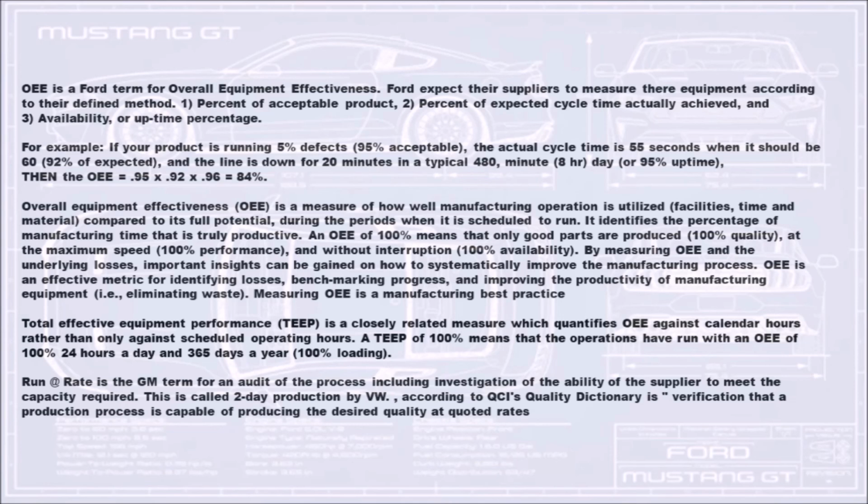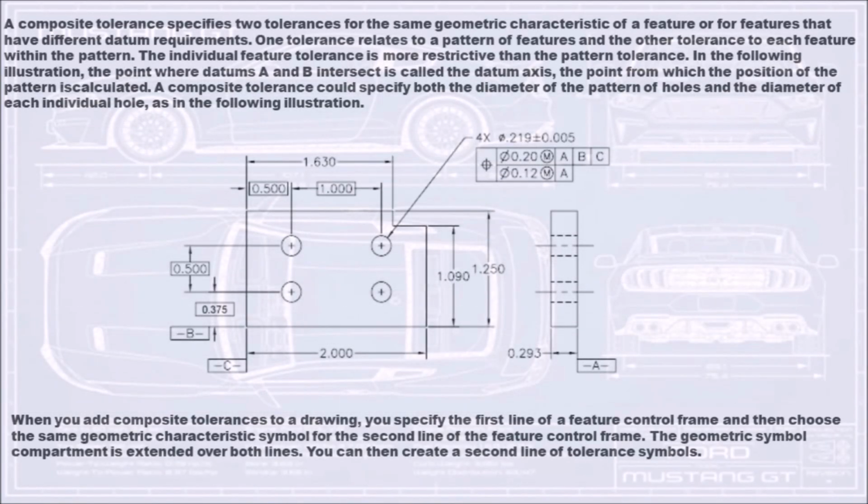Run at rate is the GM term for an audit of the process, including investigation of the ability of the supplier to meet the capacity required. This is called 2-day production by VW. According to QCI's Quality Dictionary, it is verification that a production process is capable of producing the desired quality at quoted rates.